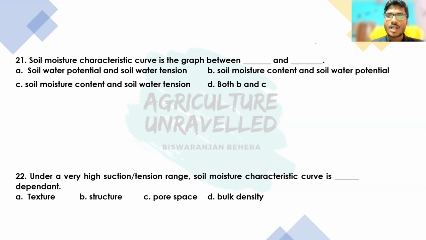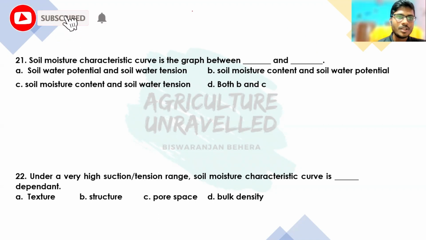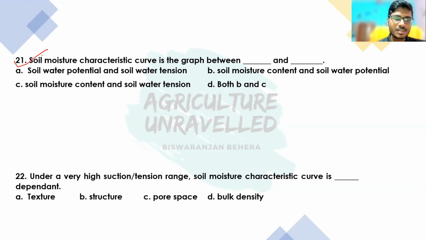So we are continuing our lecture series on question answers of irrigation water management. In this way, we will cover the whole chapter. So let's start it. The next question is: soil moisture characteristic curve is a graph between dash and dash.